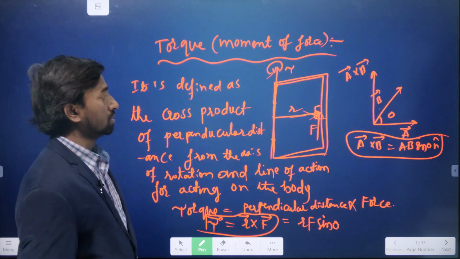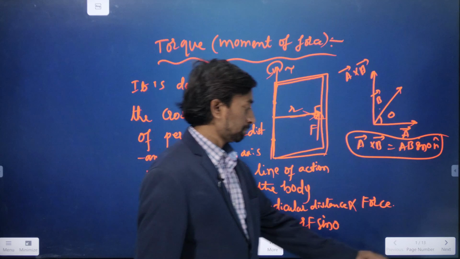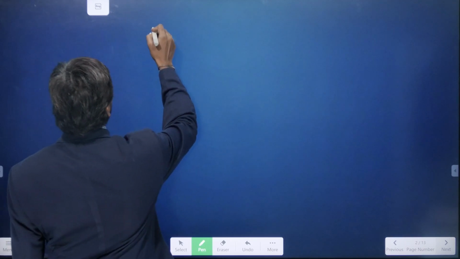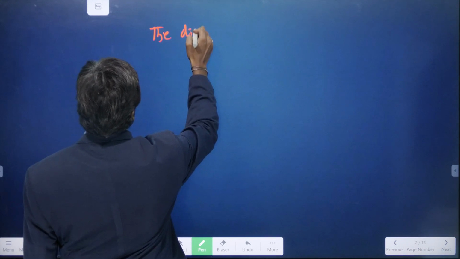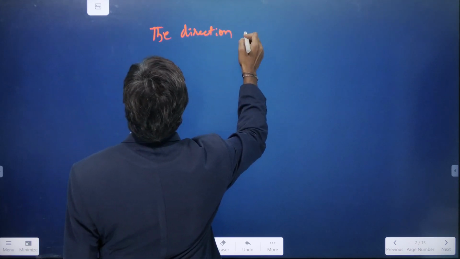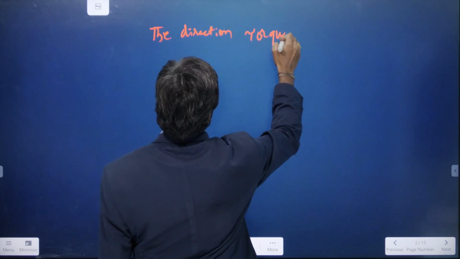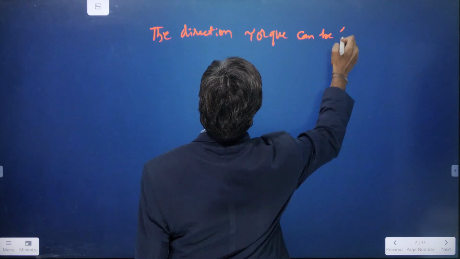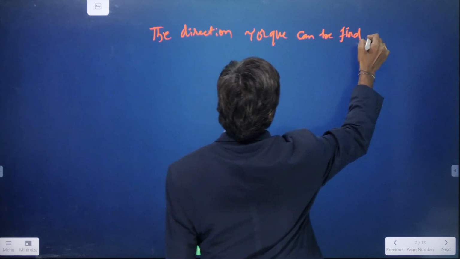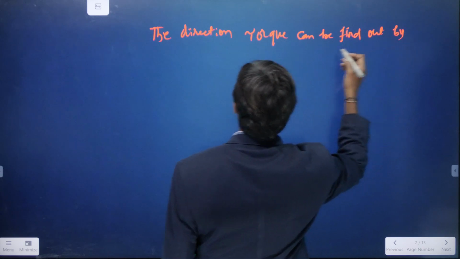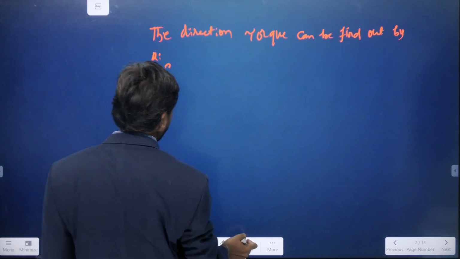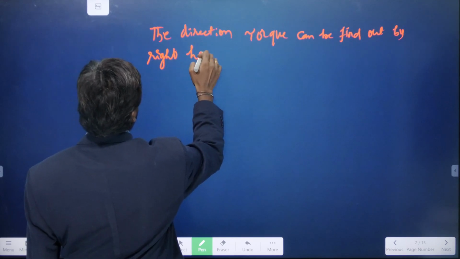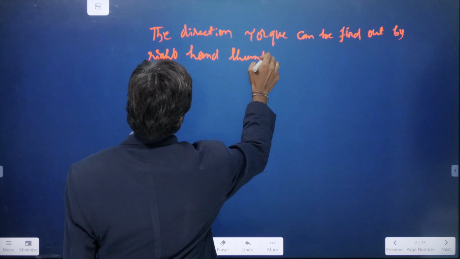So the direction of this torque, or the direction of the moment of force, can be found by using the right hand thumb rule, because every cross product can be found by using the right hand thumb rule.